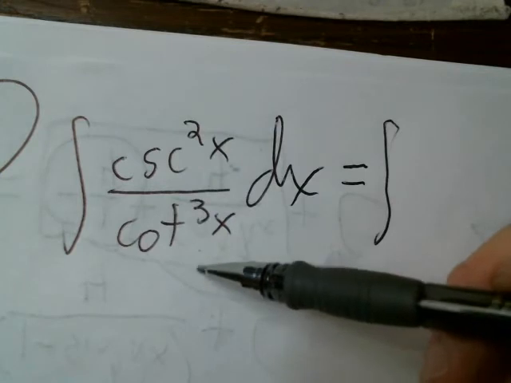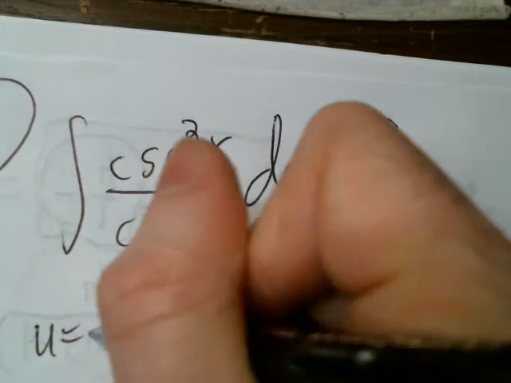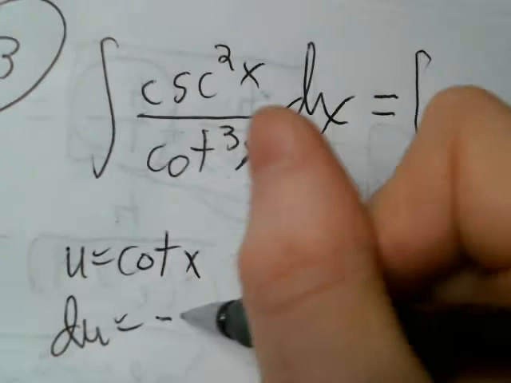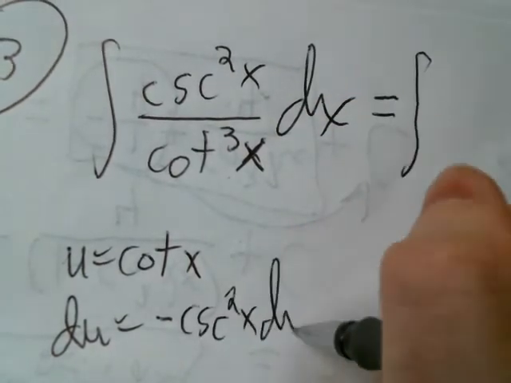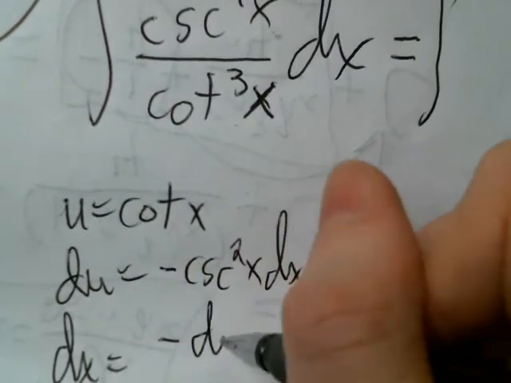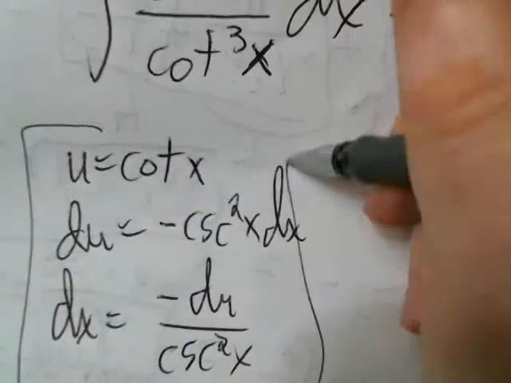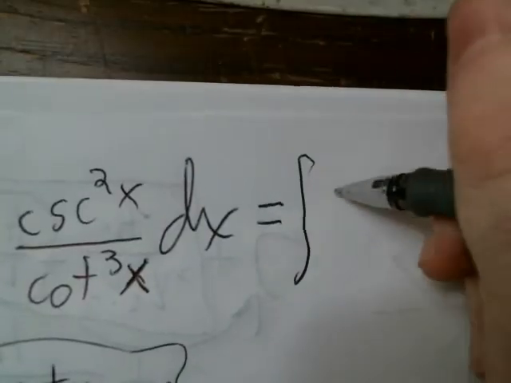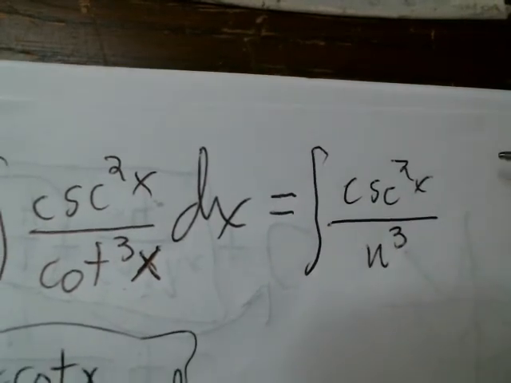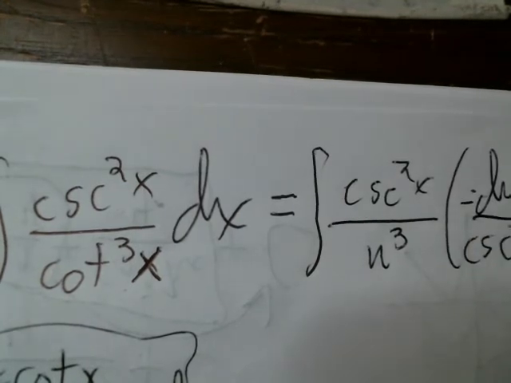So, all right, the derivative of cotan is negative cosecant squared. So let u equal cotan of x, and then du will equal negative cosecant squared x dx, and then dx is equal to negative du all over cosecant squared x. Okay, so do your substitutions. We have cosecant squared x over u cubed times negative du all over cosecant squared x.